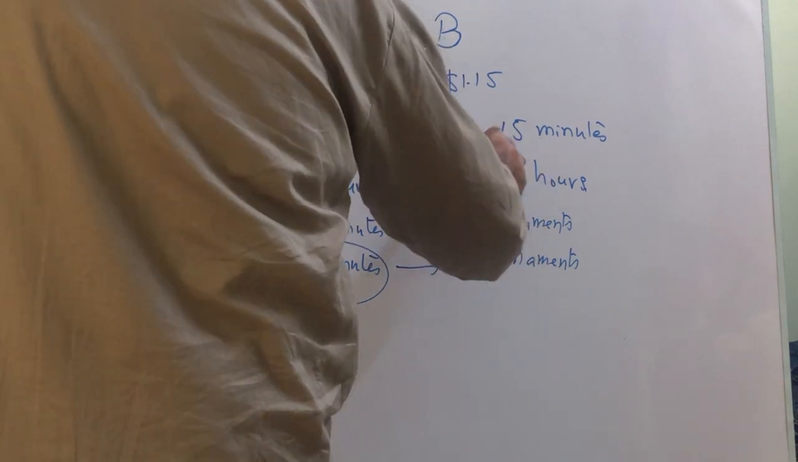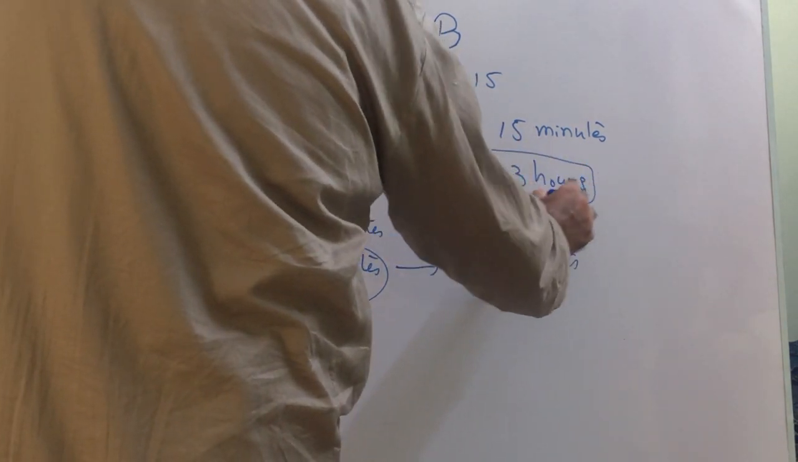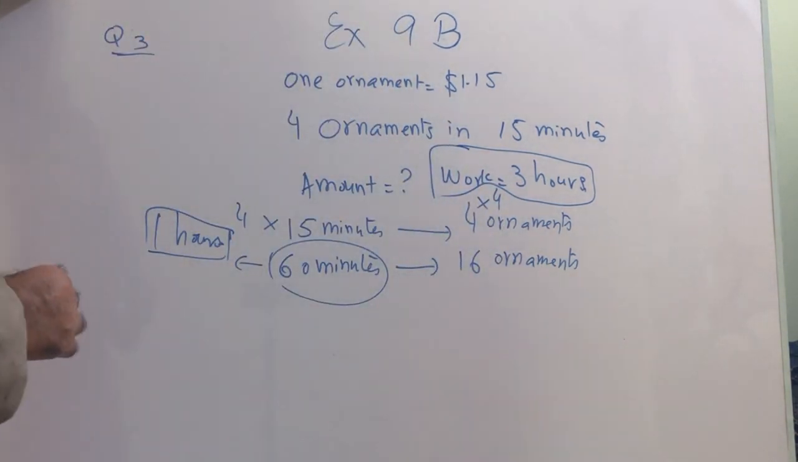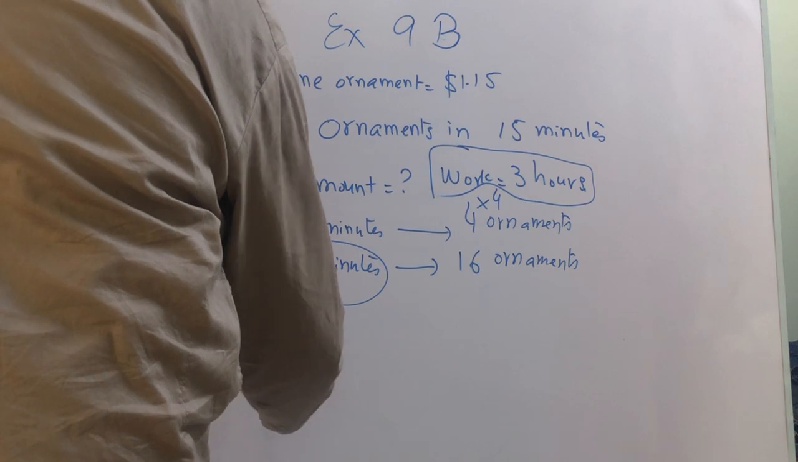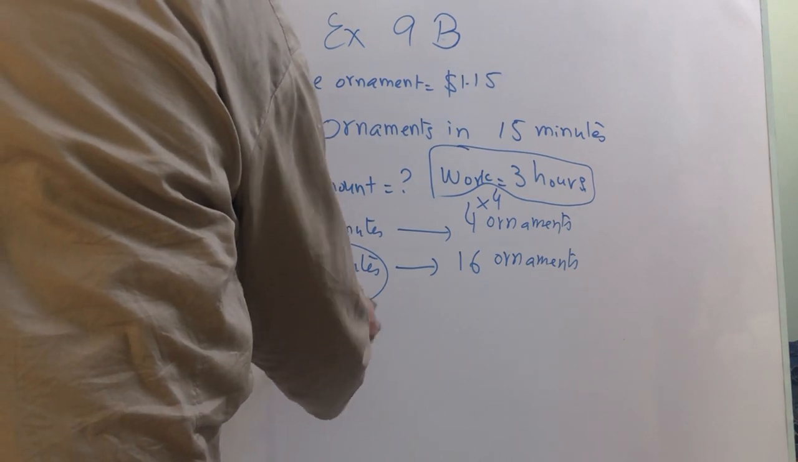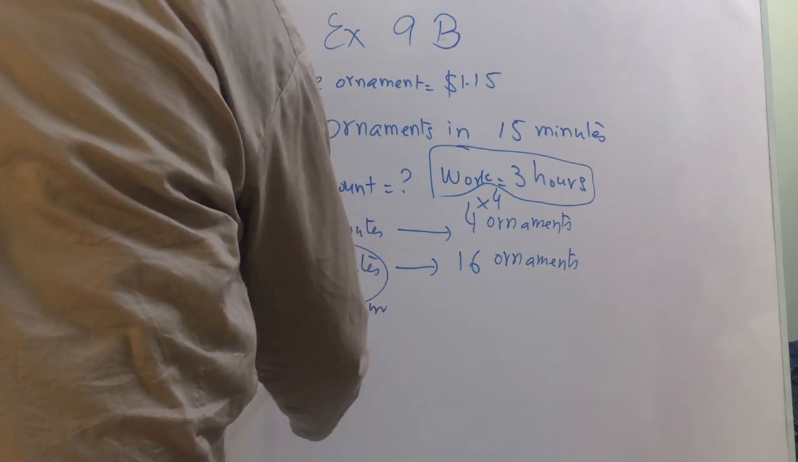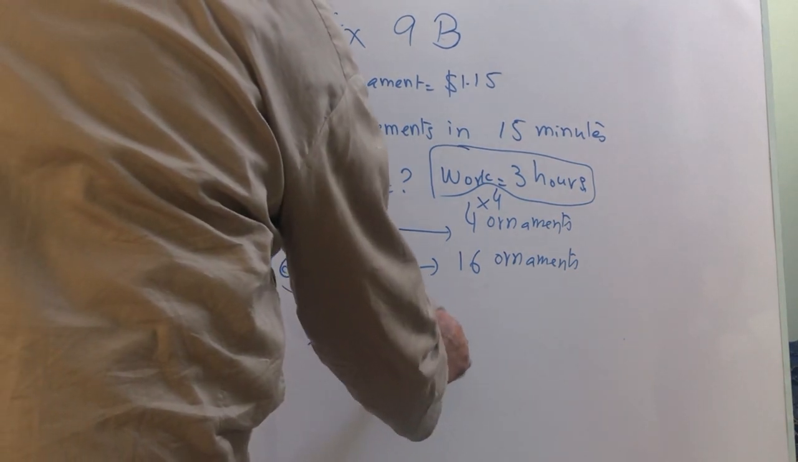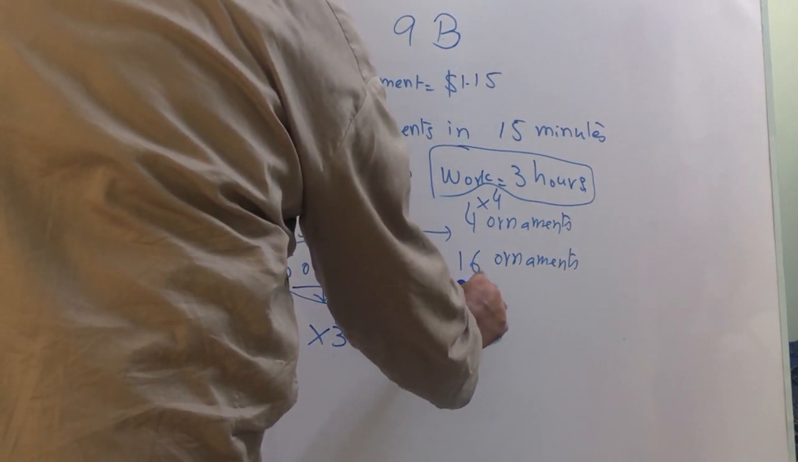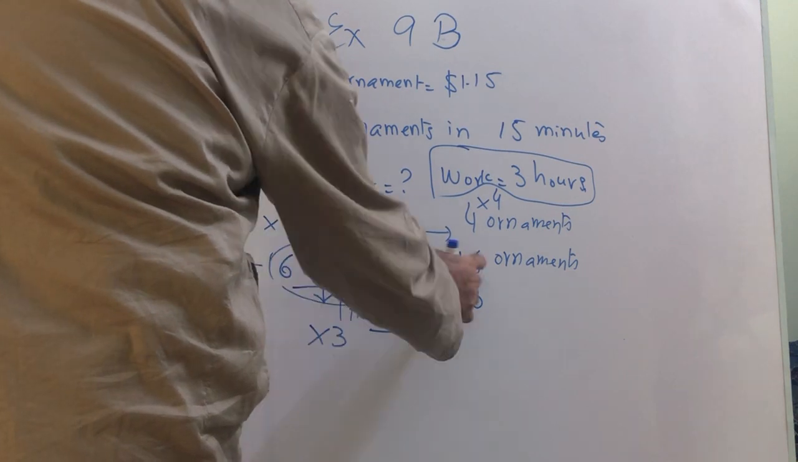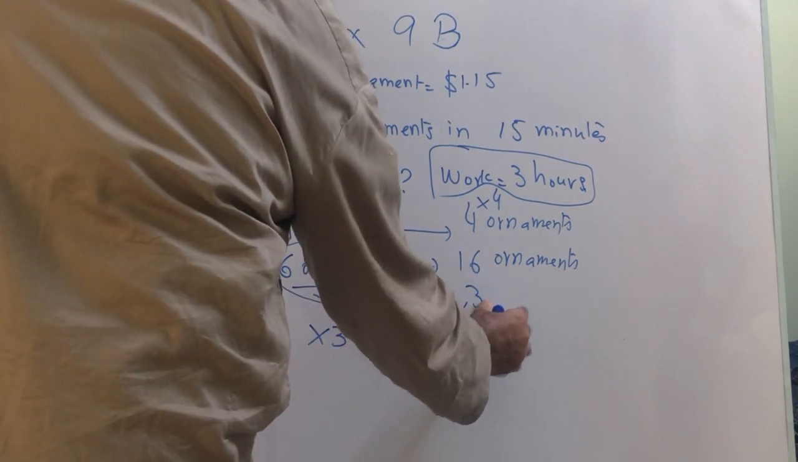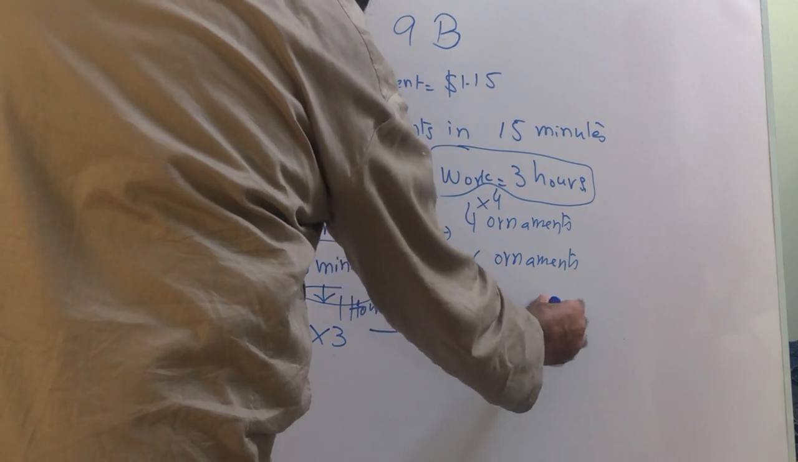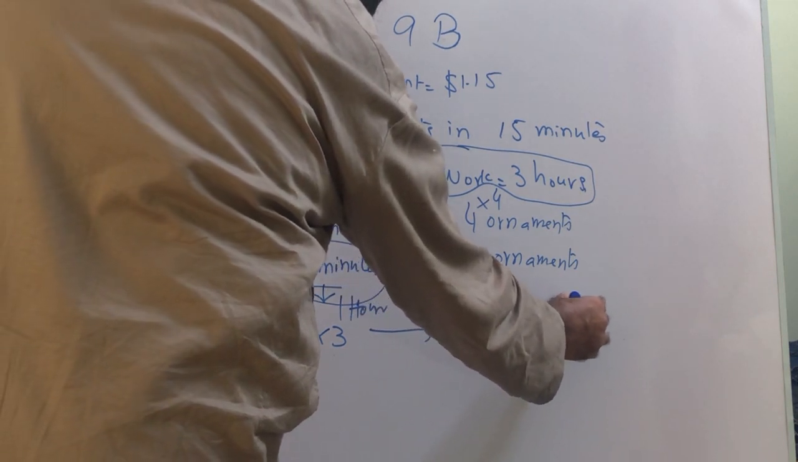So he worked for 3 hours. So 1 hour is this. So we multiply. This is for 1 hour. If we multiply by 3, we multiply by 3 this side. So in 1 hour 16 ornaments, in 3 hours 16 multiplied by 3. 48, sorry.